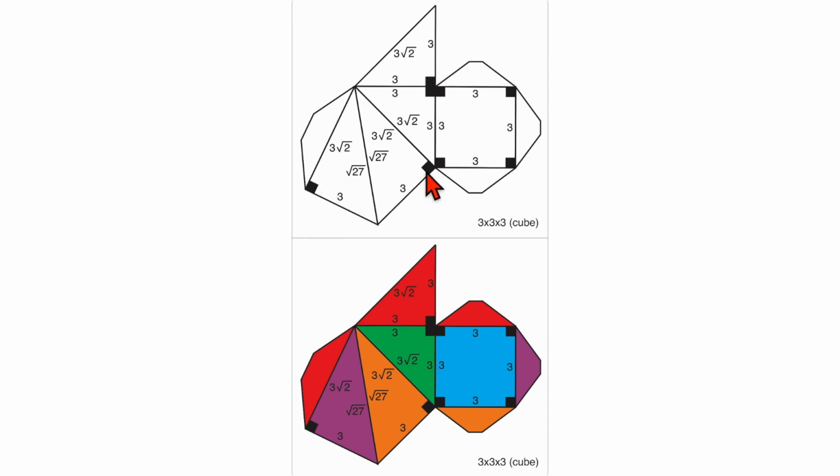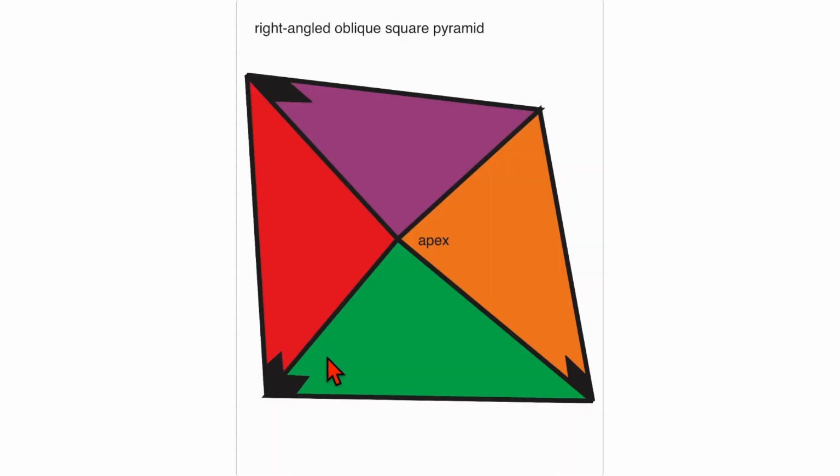1, 2, 3, 4. The red and the green faces have 90-degree angles that wrap around the corner of this pyramid. These are vertical faces with the apex of the pyramid perpendicular to the corner of the base. So here's the apex. It is perpendicular to this corner. It's straight up and down.